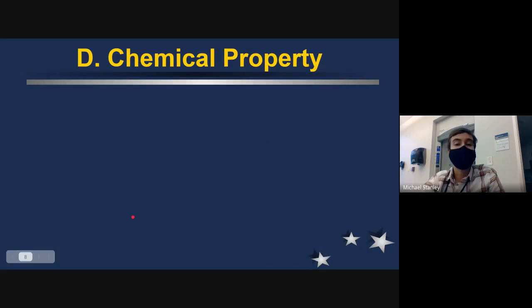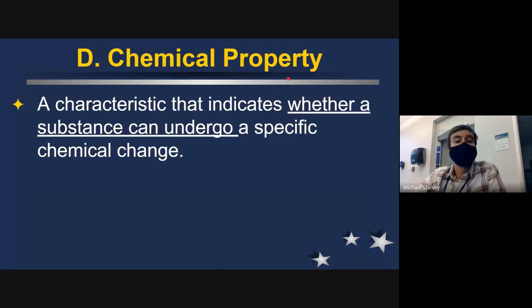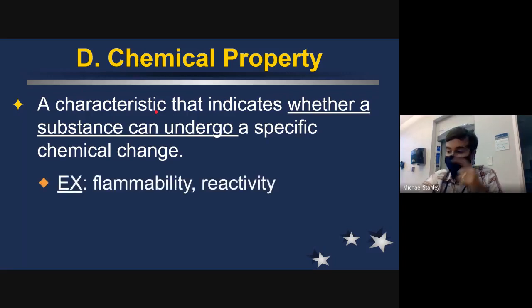All right. And then finally, the last thing that we're going to talk about today are chemical properties. So a chemical property essentially is just a characteristic of your matter that describes how easily a substance will undergo a specific chemical change. So it's saying, how likely is this thing going to catch on fire, or going to react with water, or react with air? That sort of thing.